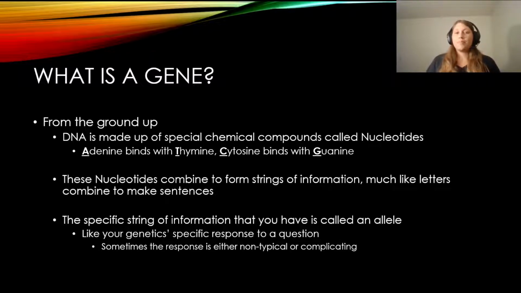These nucleotides combine to form strings of information, kind of like the letters of our alphabet can combine to create words and eventually sentences. The specific string of information that you have is called an allele. This is essentially your genetic specific response to a question. So if I asked you, hi, what's your favorite color? Your response could be seen as your allele for that question. This response can either be non-typical or complicating or simple, and I'll get more into that in the next slide.